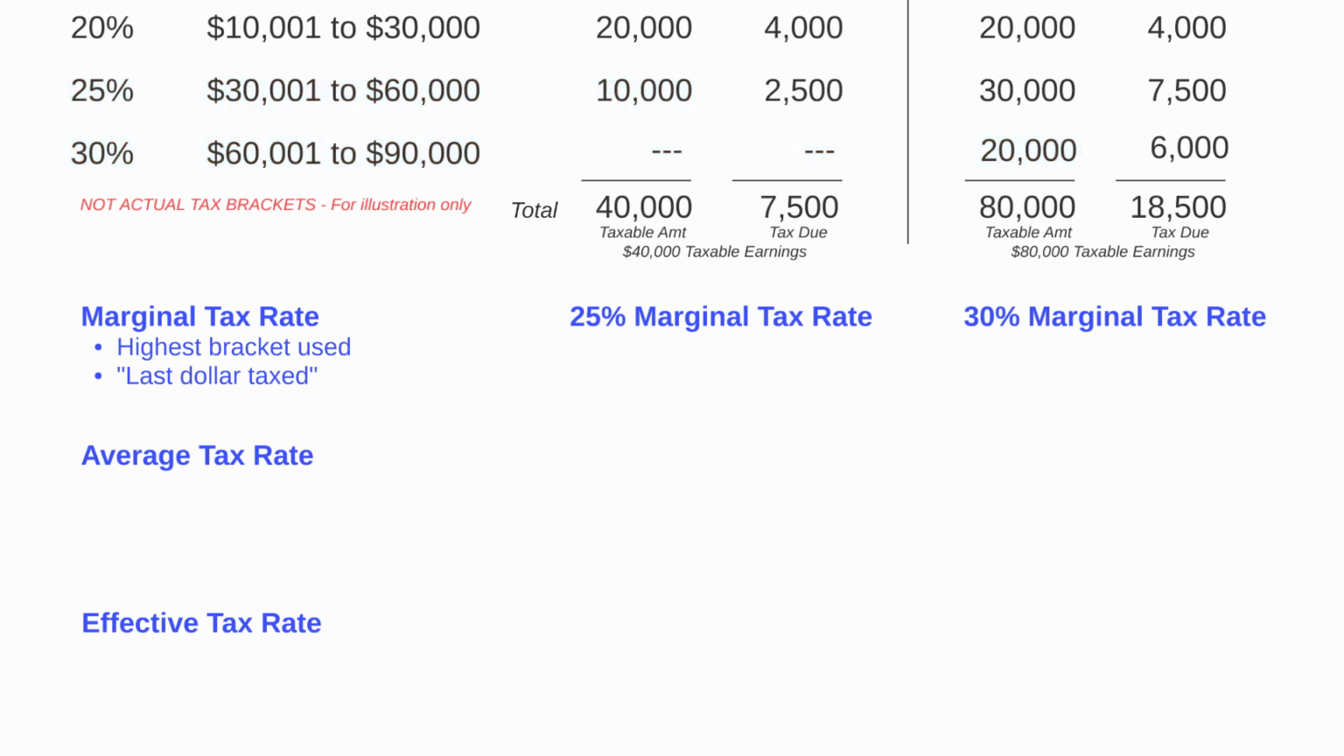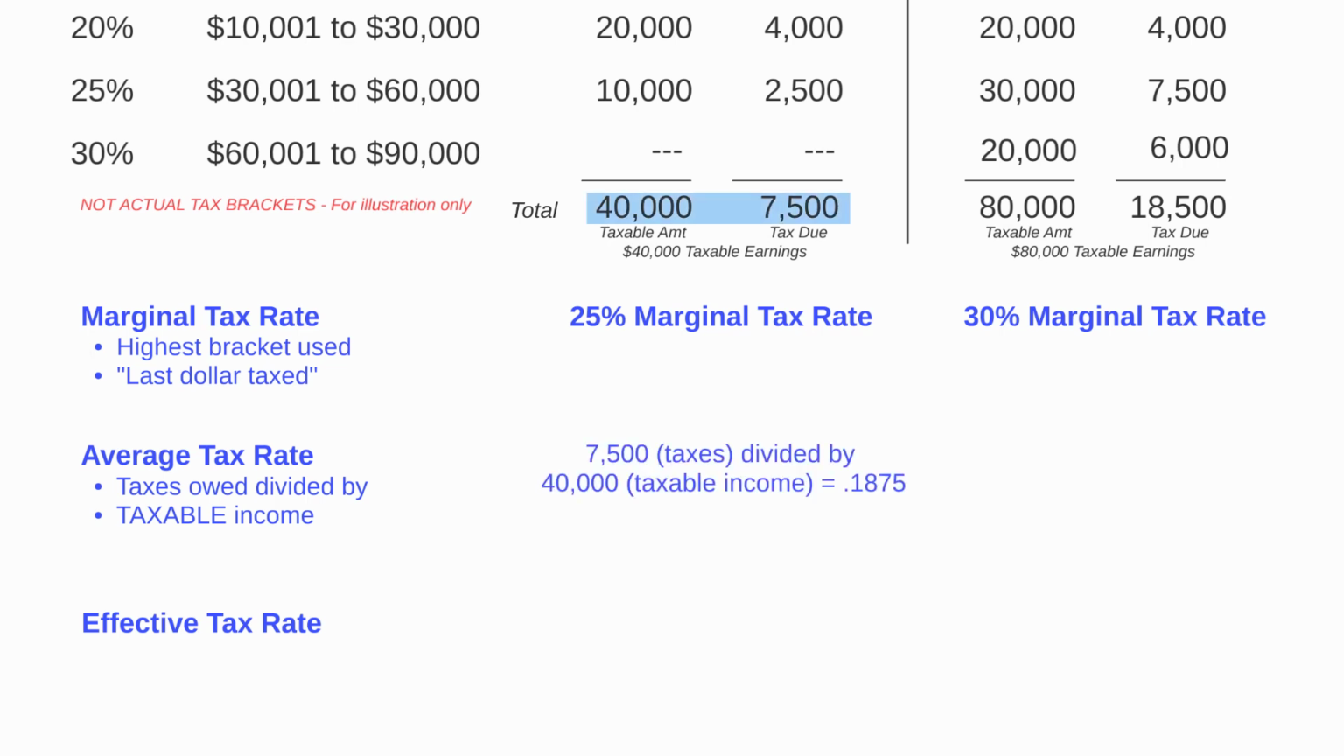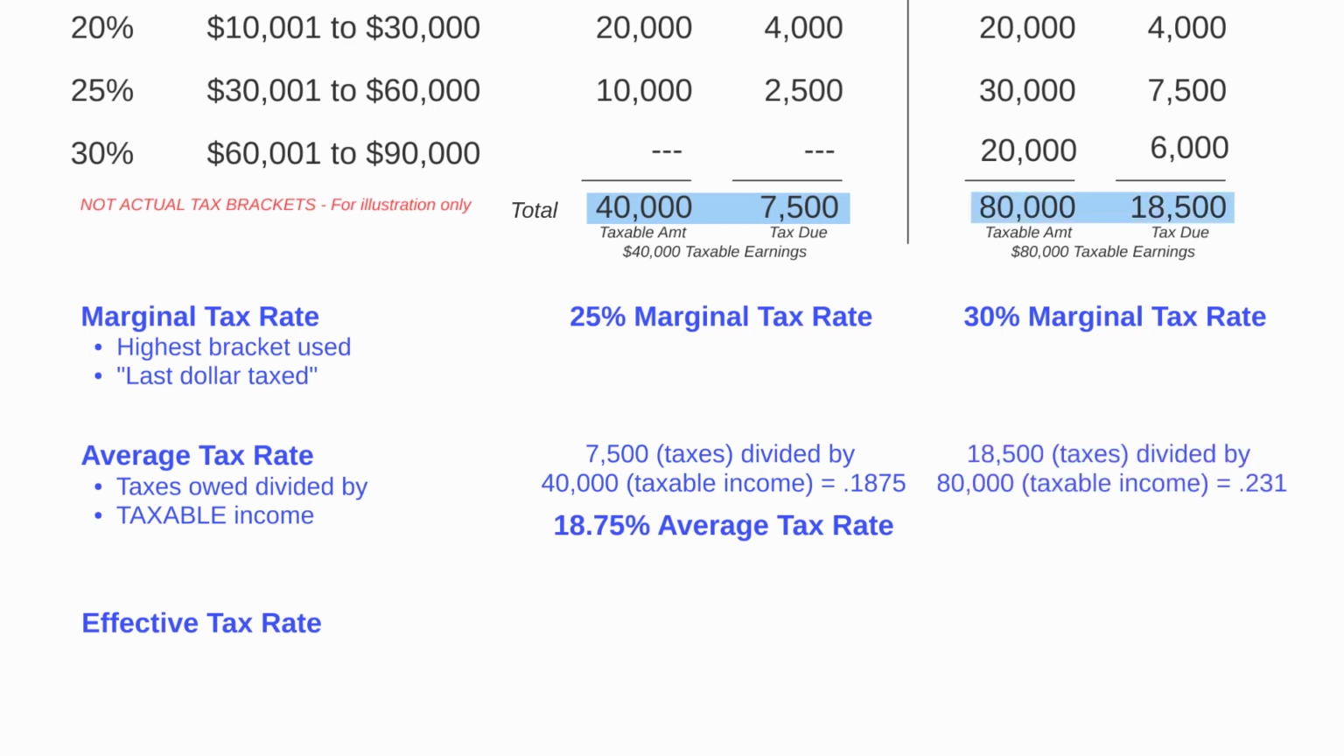Let's now talk about the average tax rate. What we do on average tax rate is we take the actual amount of taxes and divide them by the taxable income. So for the first example, we would take $7,500 in taxes divided by $40,000 of taxable income, and that gives us an 18.75% average tax rate. For the other example, we would take the $18,500 in taxes divided by the $80,000 in taxable income, and that would give us a 23.1% average tax rate.